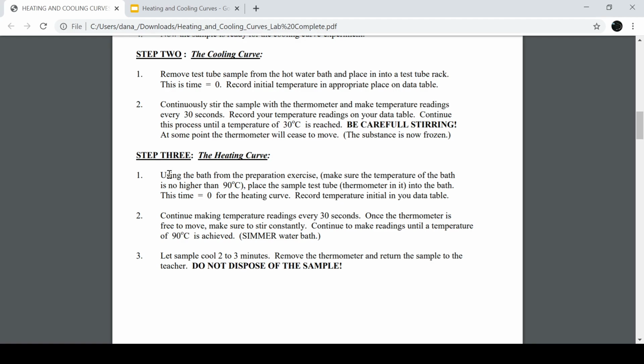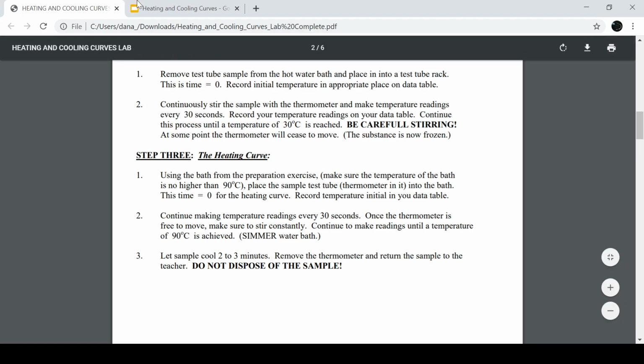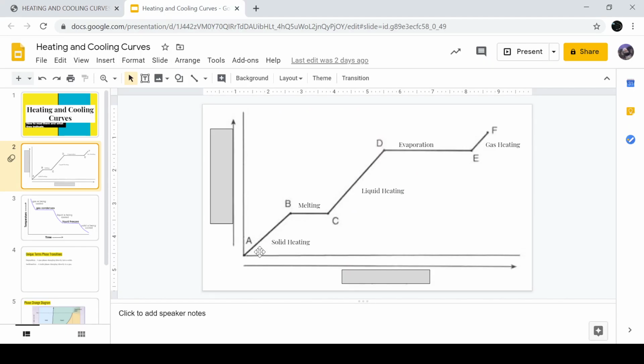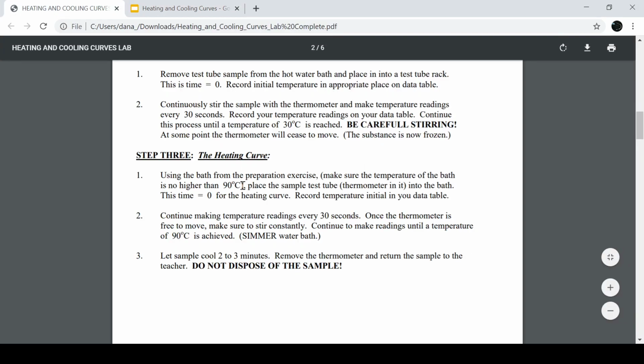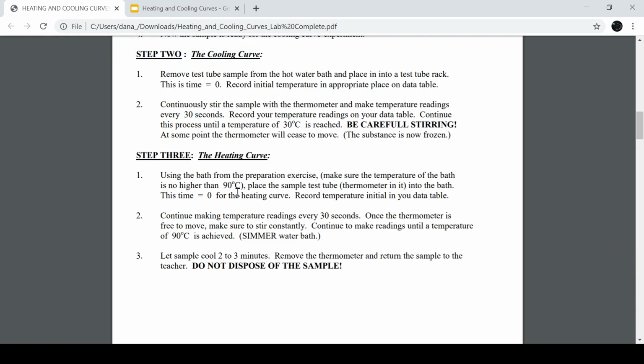Oftentimes what happens is that the water ends up getting way too hot, and it will end up messing up some people's experiments because they'll be adding more energy to the water, and the energy added won't be constant. We need to make sure that when we're heating it, we keep a constant amount of energy being added.